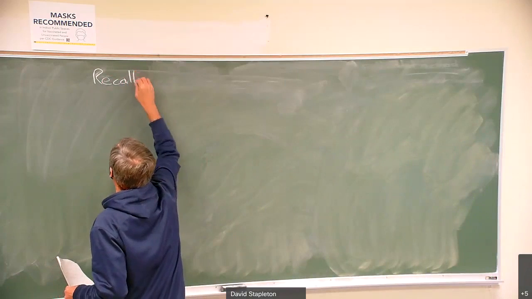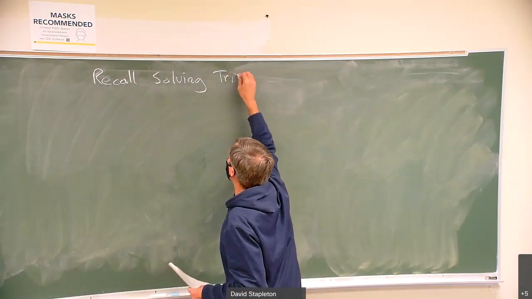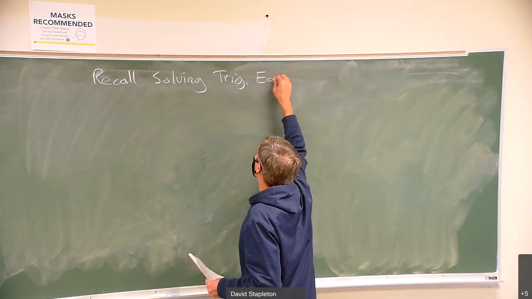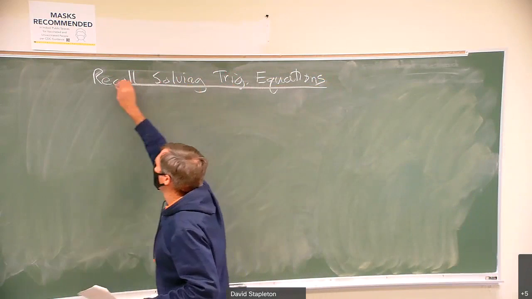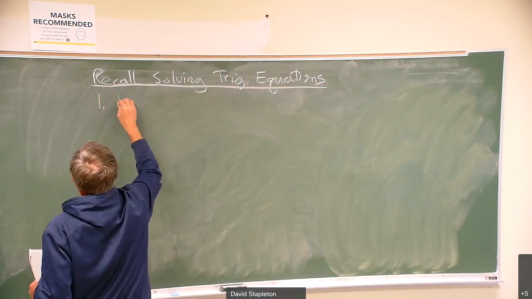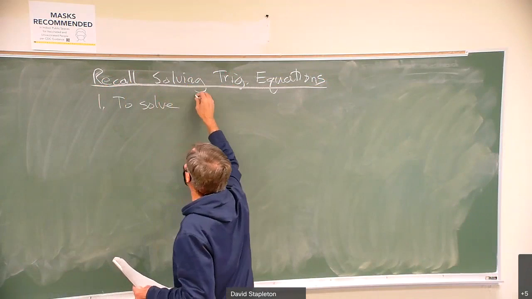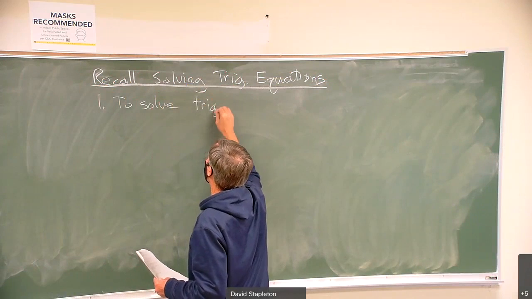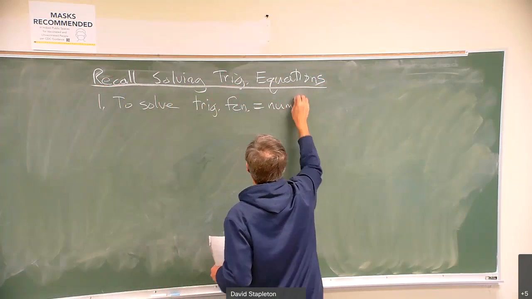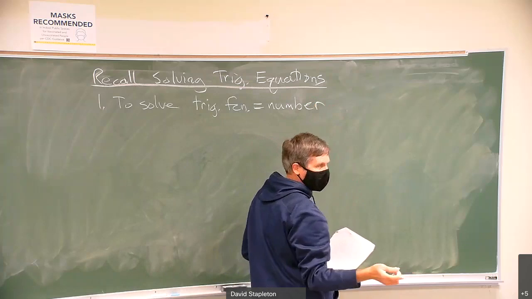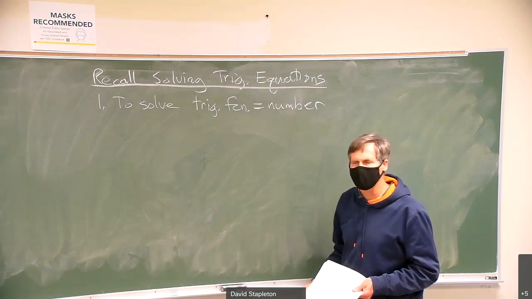I'll say recall solving trigonometric equations. Steps building up. All right, so one, solve a trig function equals a number. Stop me if you have questions, by the way, online or in class, and I'll try and answer them. What do we do to solve a trig function equal a number?